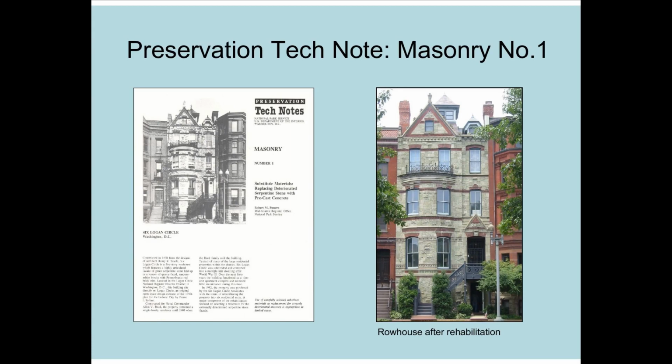Total replacement of the deteriorated stone veneer of a historic building using a substitute material should be considered only after careful analysis and with the consultation of the State Historic Preservation Office and National Park Service so that the integrity of the property is not compromised.